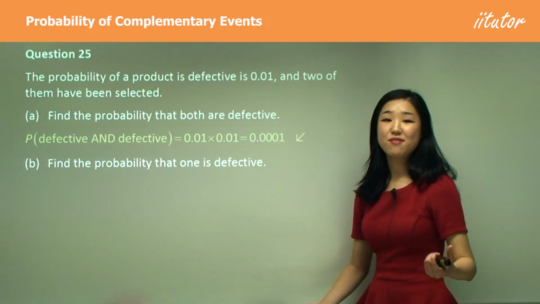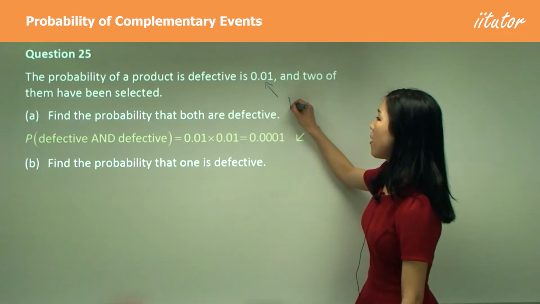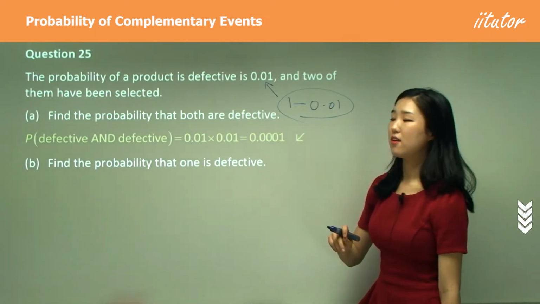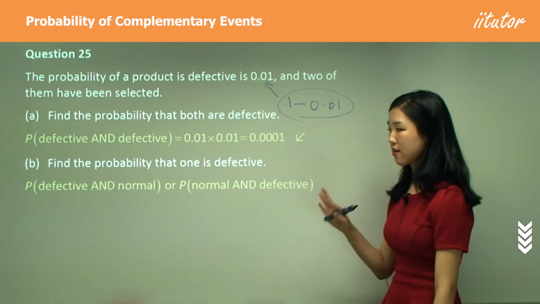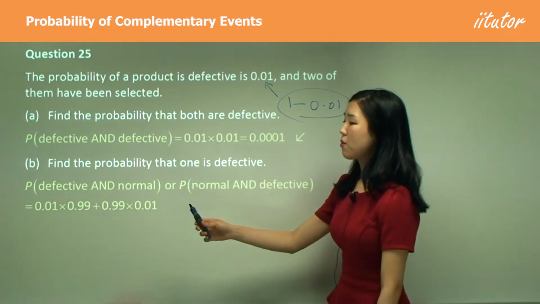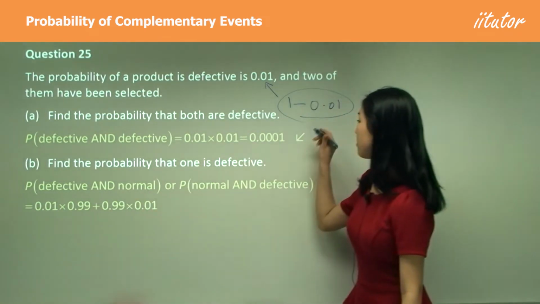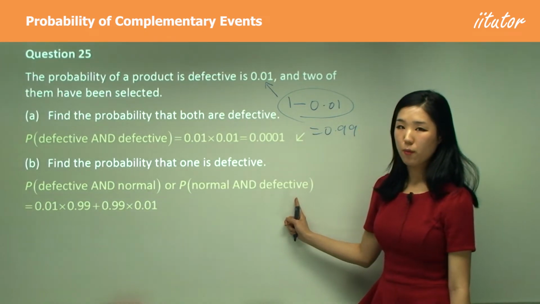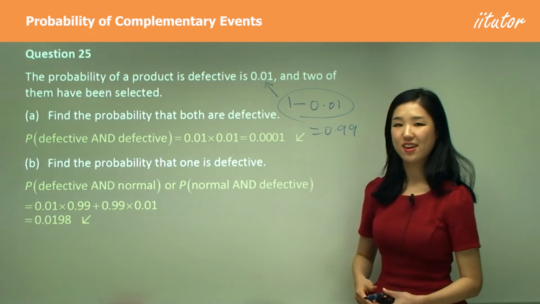Defective and not defective are complementary events. Having not defective would be 1 minus 0.01. This is the complement of that one, isn't it? Having defective and normal, or normal and defective. Again, consider the 2 events. Make sure you consider both. And then it will be 0.01 times 1 minus 0.01, which is 0.99. Or 0.99, then 0.01. And then you add them because it's or, so you should get something like that. Use your calculator if you need to.